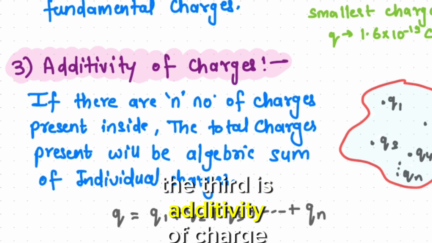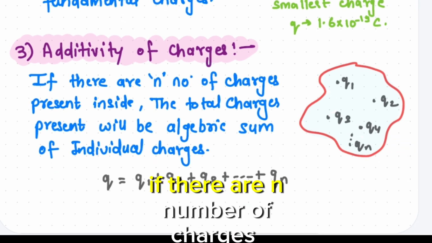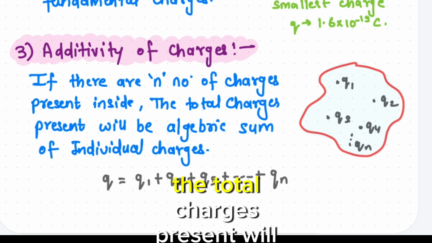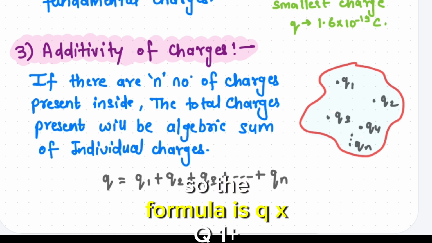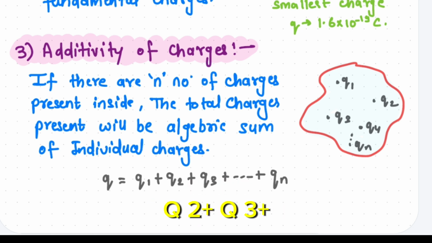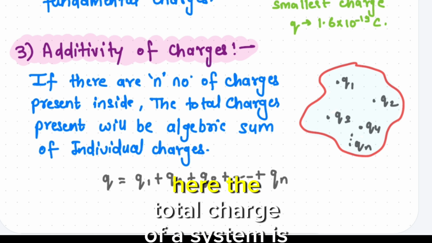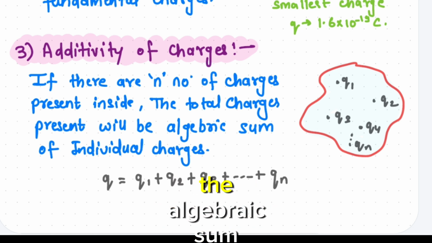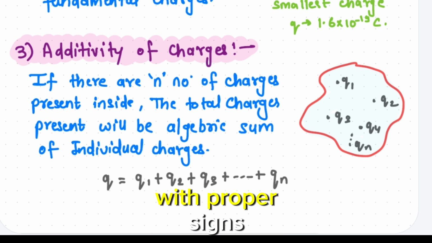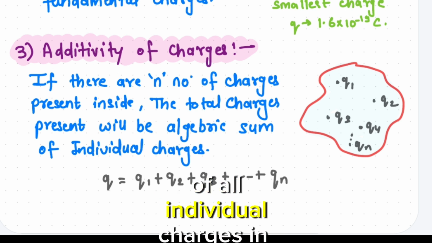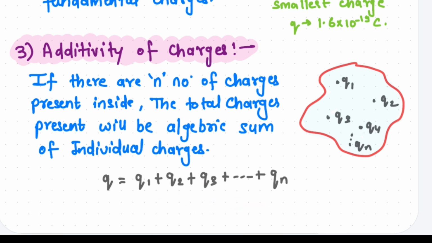The third is additivity of charge. If there are n number of charges present inside, the total charge present will be the algebraic sum of individual charges. So the formula is Q is equal to Q1 plus Q2 plus Q3 and so on to Qn. Here the total charge of a system is the algebraic sum, that is the sum taking into account the proper signs of all individual charges in the system.